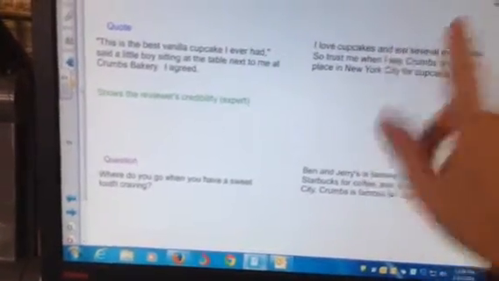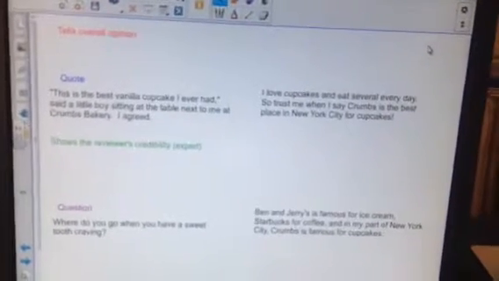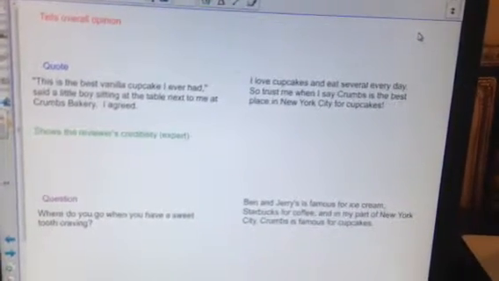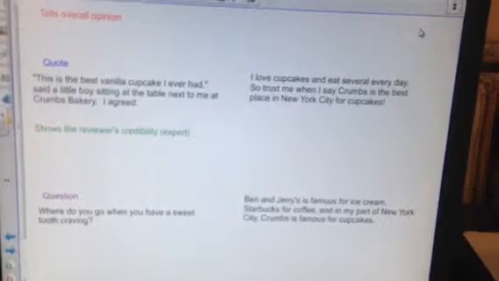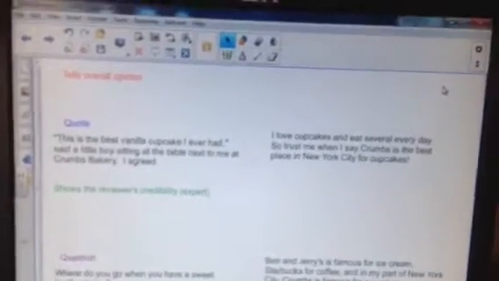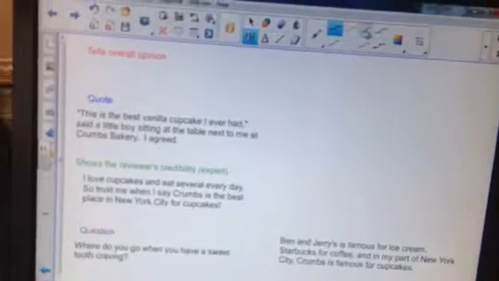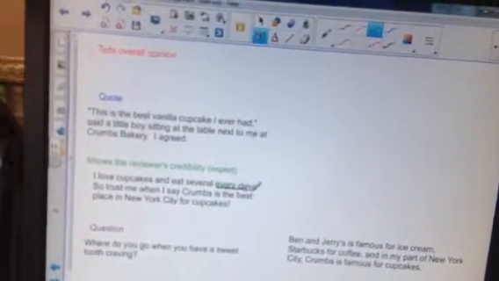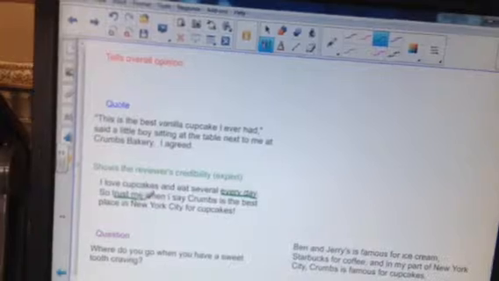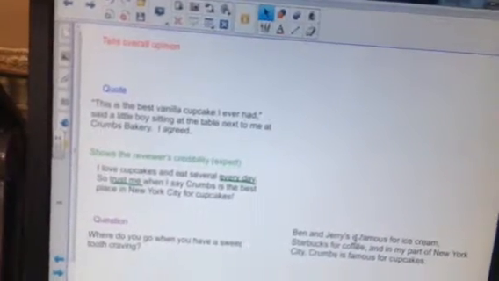Let's look back at this first one. I love cupcakes, and I eat several every day. So trust me. Oh, that must mean they're an expert. I'm going to slide that one under here, and I know that because of that keyword every day, and then they say trust me. Okay, so overall opinion, that would match this one up here.